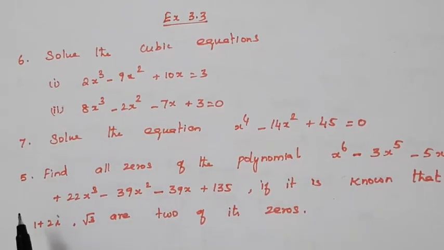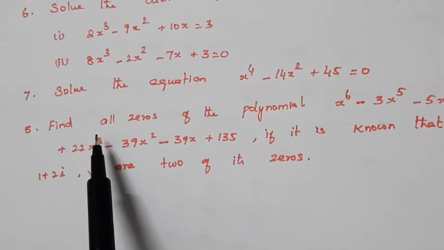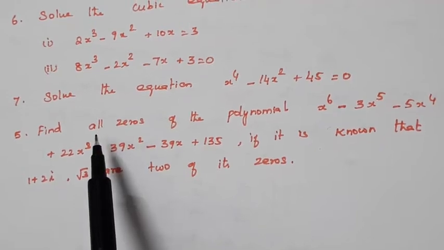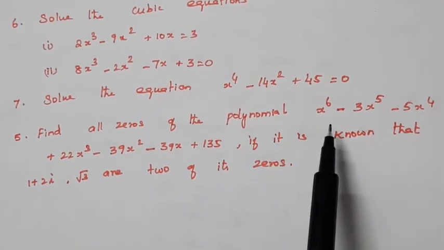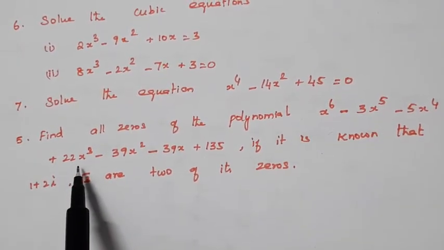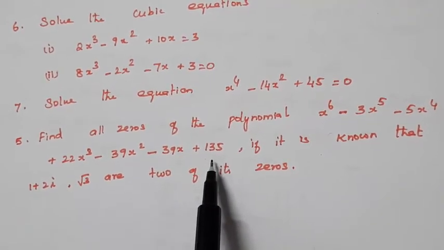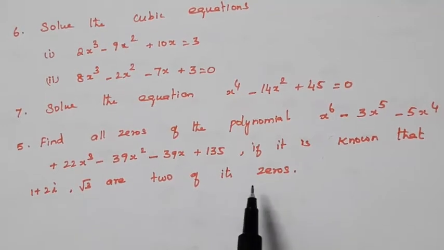Okay. And now let us do the 5th one. This is just like example 3.15. We did this example in the previous video. So, let us do this now. Find all zeros of the polynomial x power 6 minus 3x power 5 minus 5x power 4 plus 22x cube minus 39x squared minus 39x plus 135, if it is known that 1 plus 2i and root 3 are 2 of its zeros.